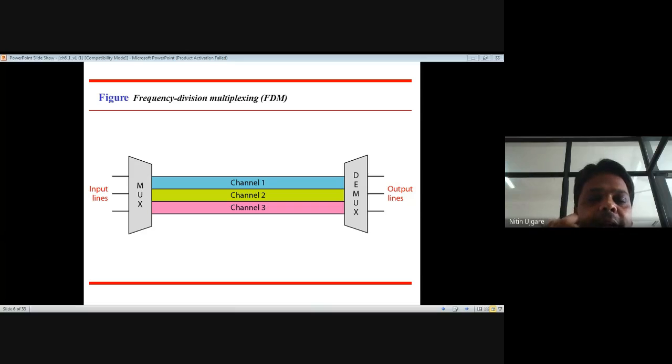In this figure, the word link refers to a physical path, and the channel carries a transmission between a given pair of lines. So one link can have many channels. In this figure, you can see the link has three channels: channel 1, channel 2, and channel 3. That means the given bandwidth of a link or transmission medium is divided into three channels, right?